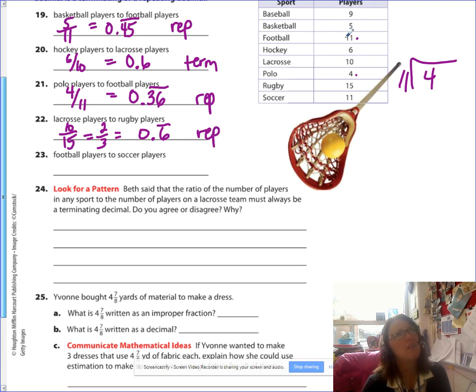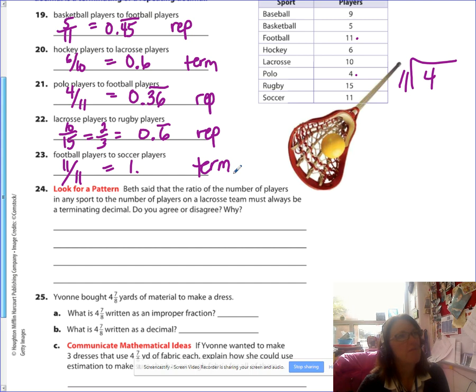Finally, we have football to soccer. Oh, look at that. 11 to 11, that's 1. How do you write that as a decimal? I put a decimal point right there. That's a terminating one. It doesn't have anything that repeats.